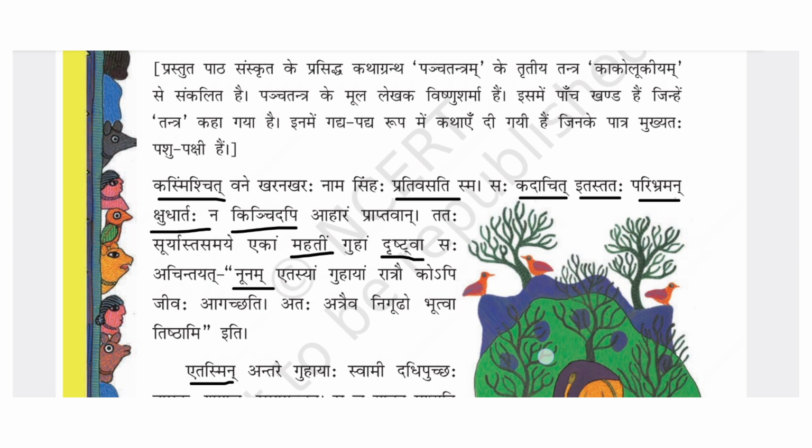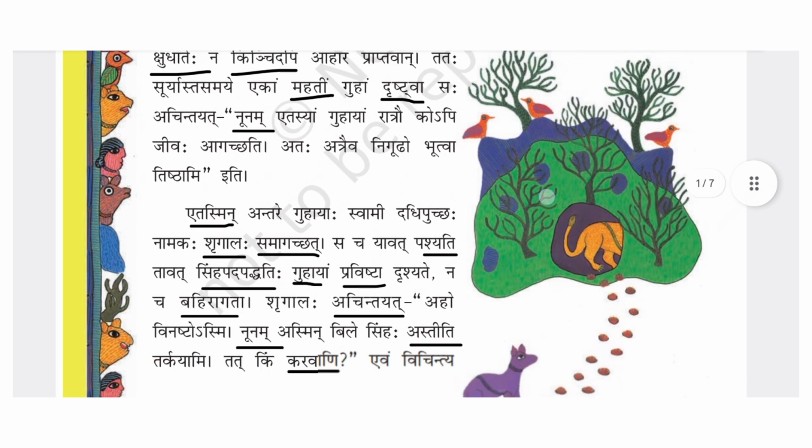Taha suryastameye eka mahatim griham drishtva sa achintayat: nunam etasyam griham ratrau kopi jivaha agacchati, ataha atraiva nigudho bhutva tishthami iti. So then at the time of sunset, that is Suryasta Samaye, he saw a huge cave and started thinking that surely some creatures will come to this cave at night, so I will hide and sit here, and once they come I will eat them. The Karankaraha, that is the lion, is thinking. Karankaraha is the name of the lion.